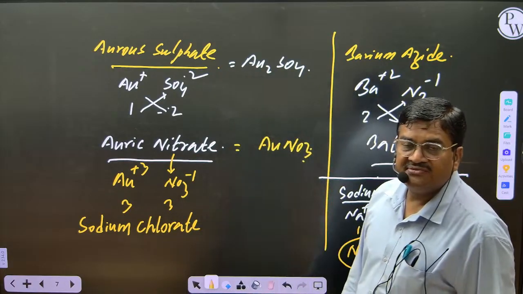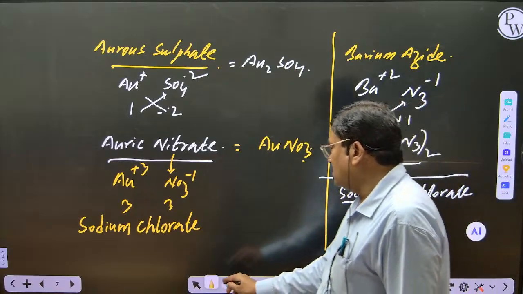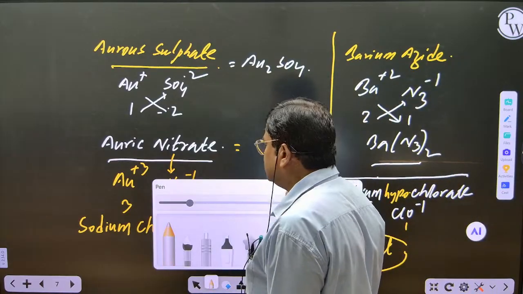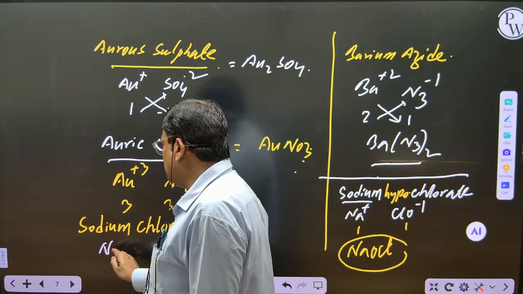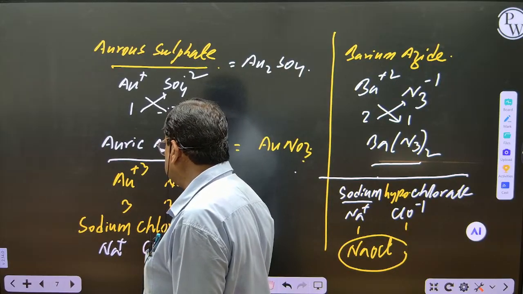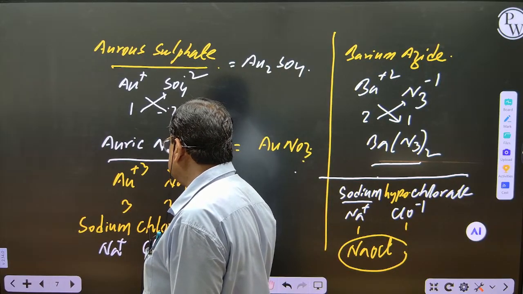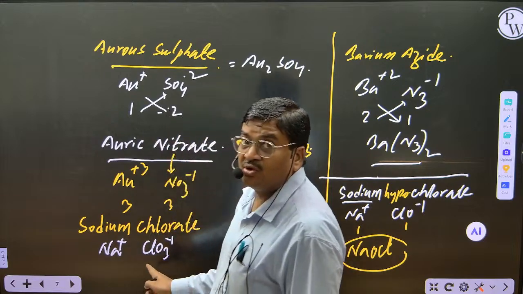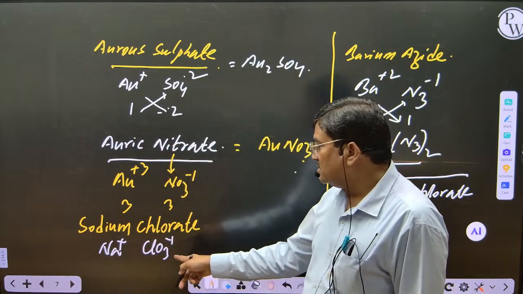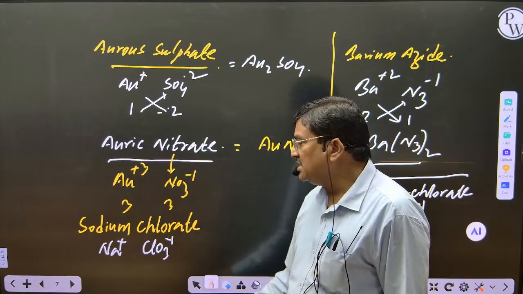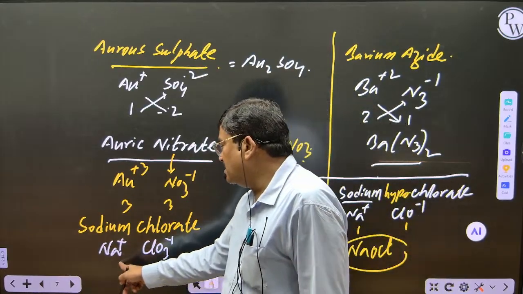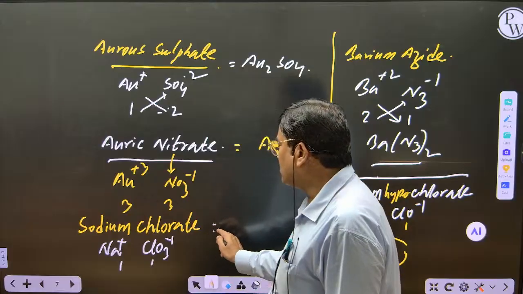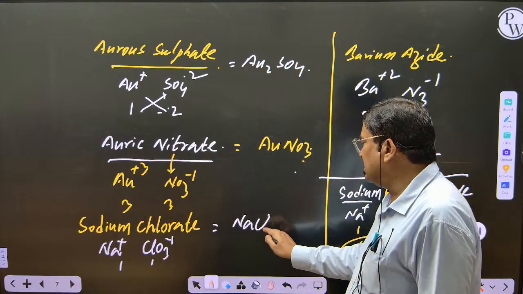What is the valency of sodium? Sodium valency is 1. What is chlorate ion, student? Chlorate ion is ClO3 minus. Chlorite ion is ClO2 minus. Chlorate ion is ClO3 minus. So both the valencies are 1, so the formula of the compound will be NaClO3.